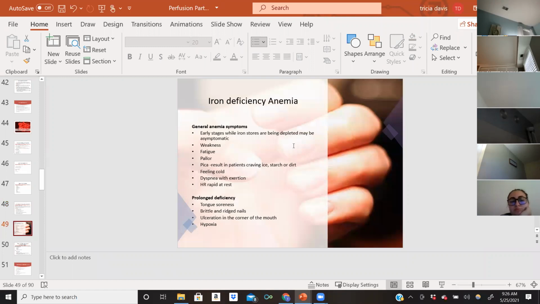All right. So general anemia symptoms. In the early stages when you still have iron stored, but it's starting to be depleted, you might not have any symptoms at all. So they're going to be asymptomatic. They might complain of weakness, fatigue. They might exhibit pallor. They also might have something called pica. So pica is when patients crave ice, certain starches, or dirt. So they will actually eat dirt or ice. They eat strange things. That's called pica.